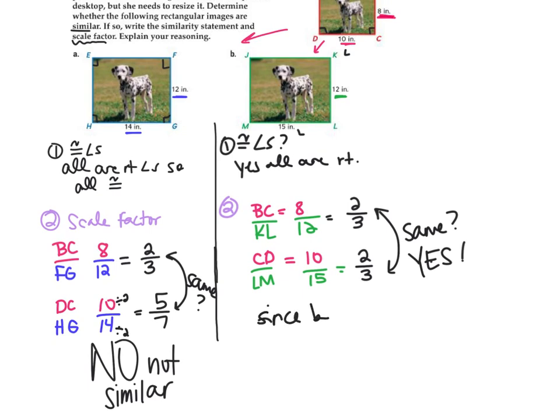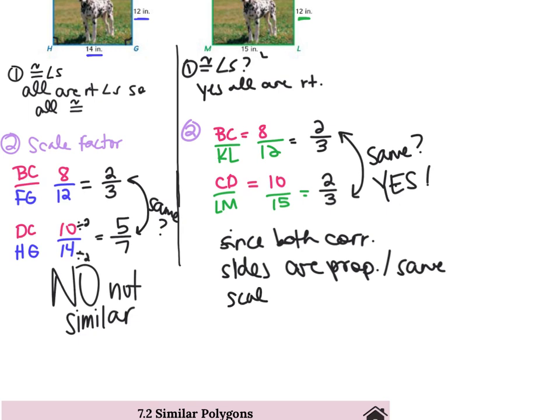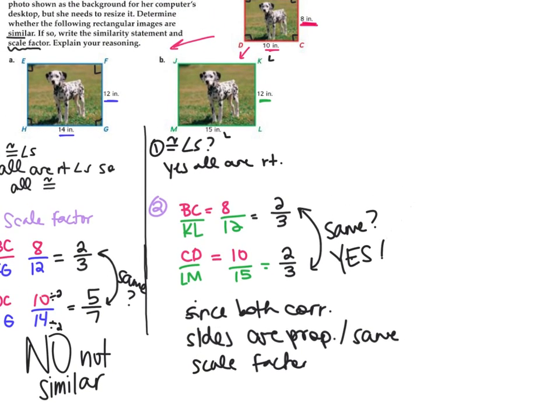Okay. So since both of our corresponding sides are proportional and have the same scale factor, we can say that, oops, it's not a triangle, it's a rectangle. ABCD is in fact similar to JKLM.